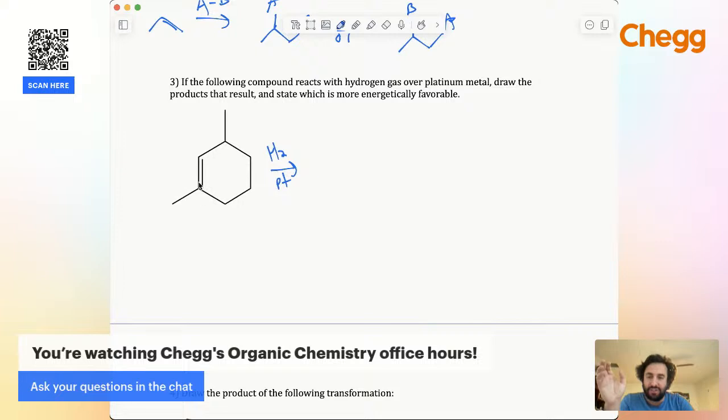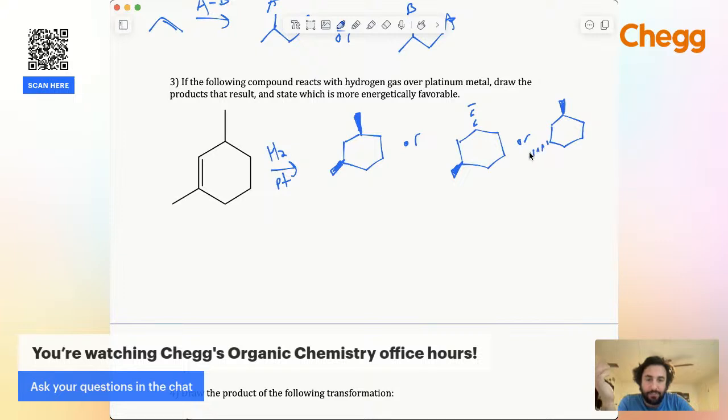Okay, we're going to lose this pi bond, and then we have two sp3 centers with methyl groups. So we're either going to get those cis to one another, or we're going to get them trans to one another. Honestly, there are two possible isomers here. These are not the same. These are enantiomers. This would be a diastereomer of the other two.